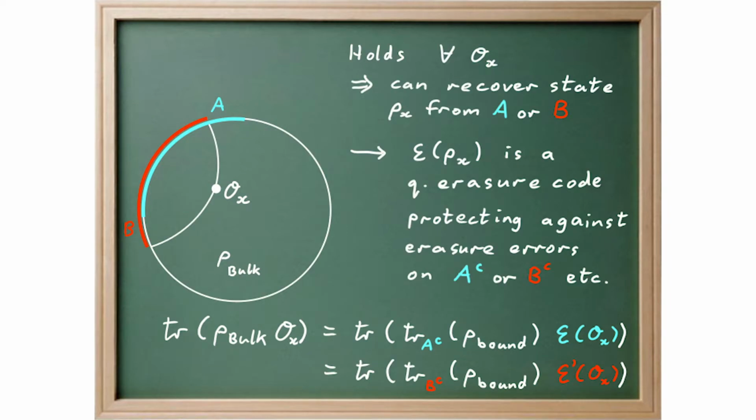But this boundary region that I can recover from is not unique. If I drop a geodesic in a slightly different direction, I get a different region of the boundary that I can recover from. So the information is not only encoded in a way that protects it against erasure errors, it's also redundantly encoded, in that I can erase different bits of the boundary and still recover the same information. And this holds for all observables. This means we can reconstruct the qubit that was encoded here in the bulk. So this implies that we have a quantum erasure code that protects against erasure errors on certain regions of the boundary.